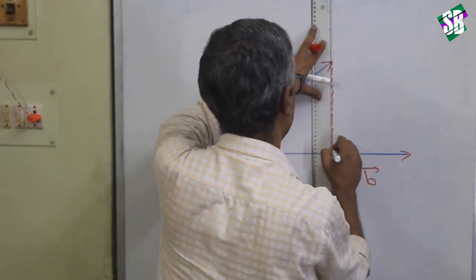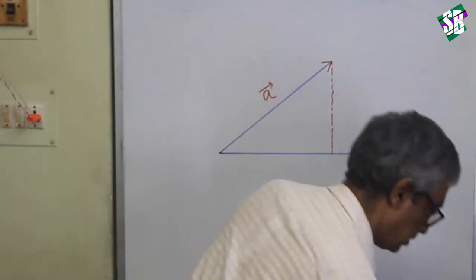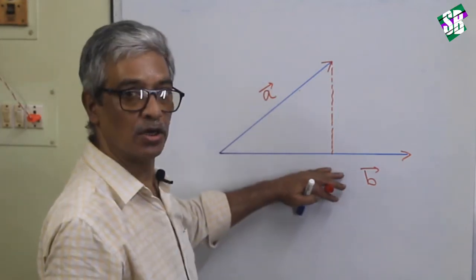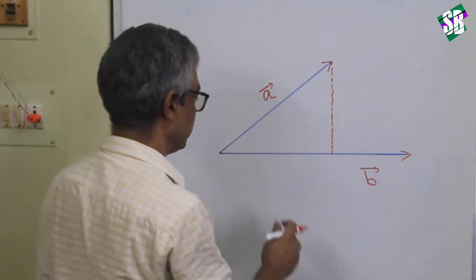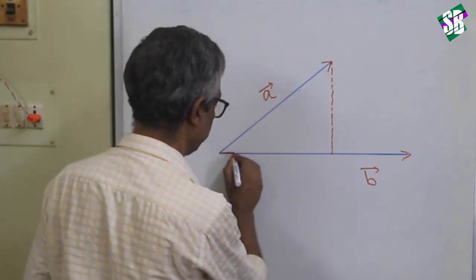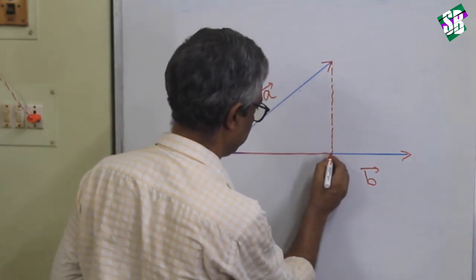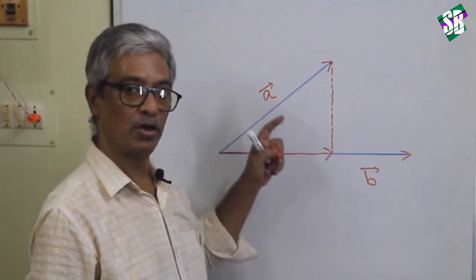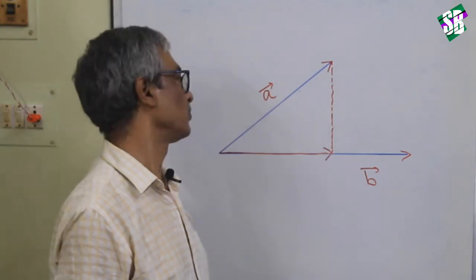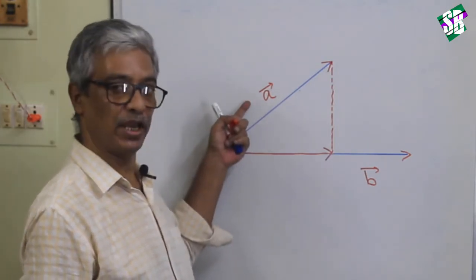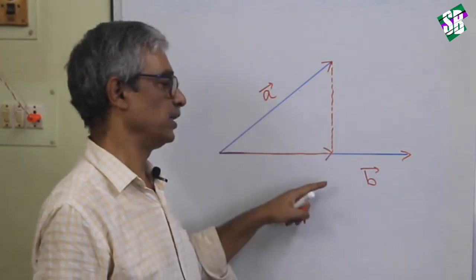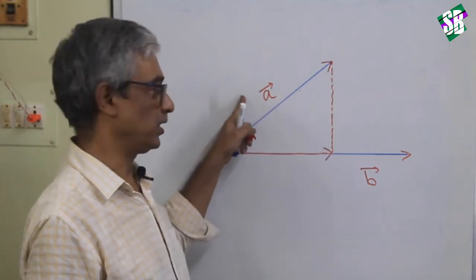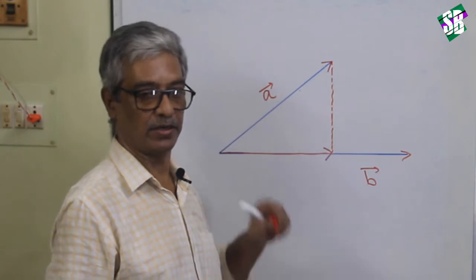Okay, so let this be the perpendicular drawn from the head of a vector on b vector. Then I have told you that this vector is the projection of a vector along b vector, or component of a vector along b vector, or the resolved part of a vector along b vector.